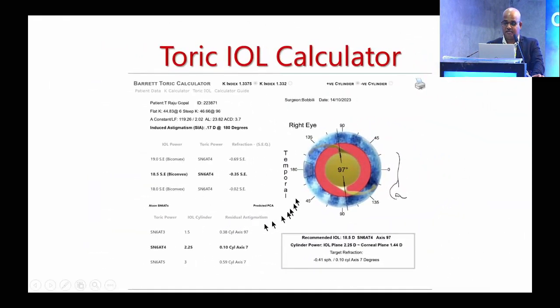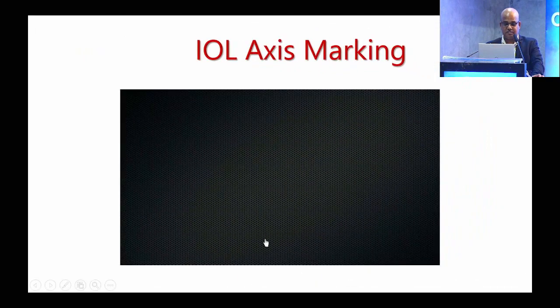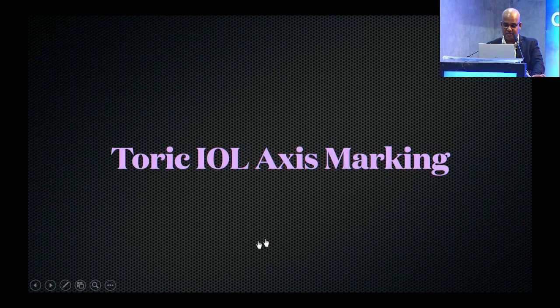Then you can get a printout like this. Here it has chosen a T4 lens of 18.5. For optimum results, I prefer a minus 0.35 spherical equivalent residual in these cases. So, the simplest way I do is in this manner.